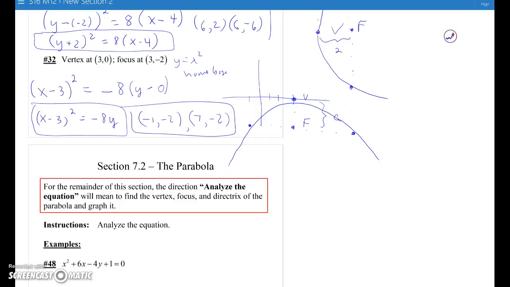So for the rest of the section, they're not going to say all those details. They're going to say, analyze the equation. And it means find the vertex, find the focus, and find the directrix, and then graph. So the focal diameter isn't specifically asked for, but you'll need that to draw the graph.